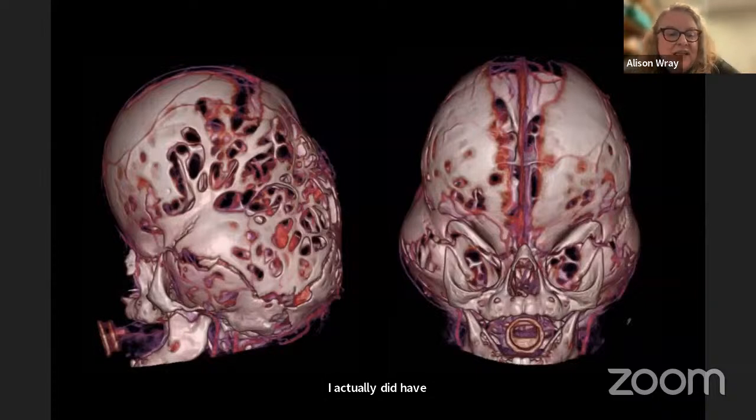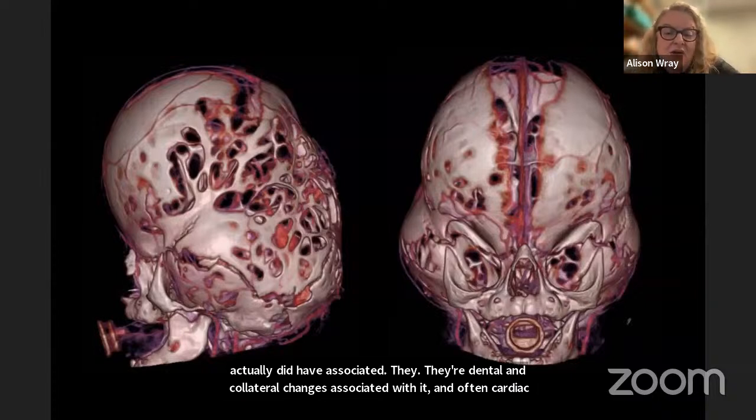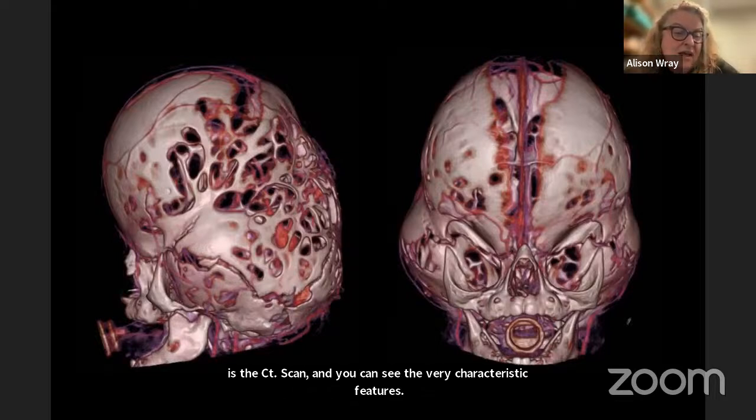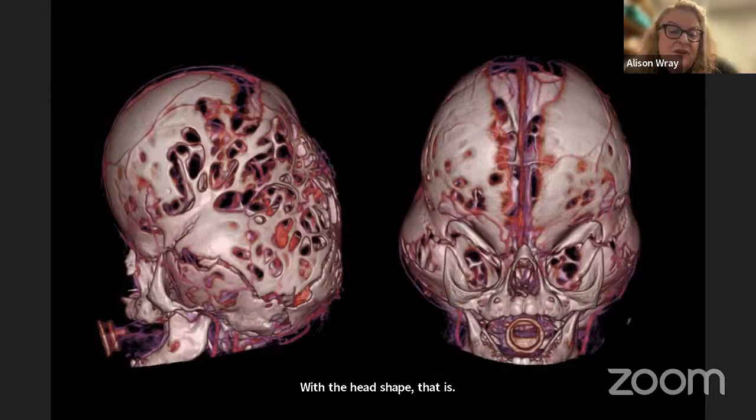This is her first CT scan, and you can see the very characteristic features with the head shape that is very restricted around the sphenoid wings. That's giving almost the trefoil shape or cloverleaf shape to the head. There are significant pressure effects on the bone, the very wide metopic suture and fontanelle, and the very underdeveloped face and misdeveloped and shallow orbits.